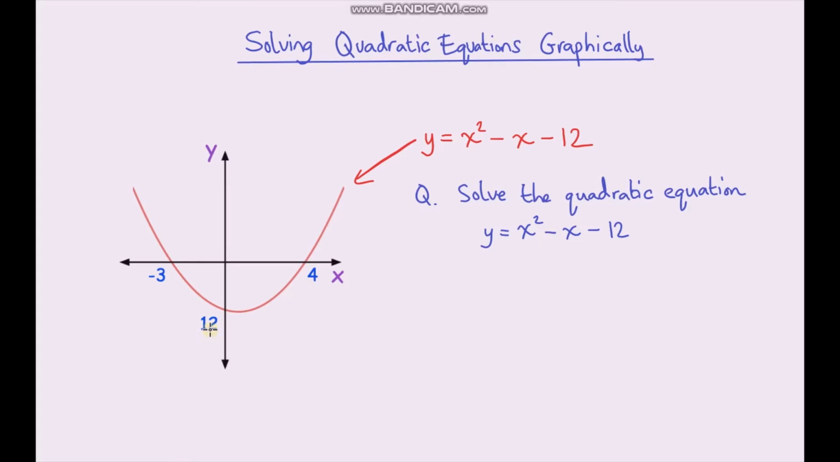So if we take a look at this first question here, this is the graph of the equation y equals x squared minus x minus 12. And we want to solve this quadratic equation. When we're trying to solve a quadratic equation, all we're doing is identifying the roots of that equation. And when I mean roots, we're looking at where it crosses the x-axis. Okay, so it crosses the x-axis at this point and this point. So these are our solutions. So our solutions will be x equals negative 3 and this point here, x equals 4.